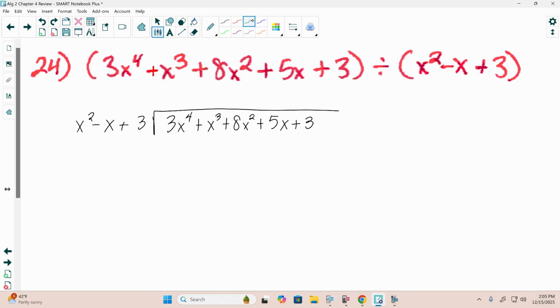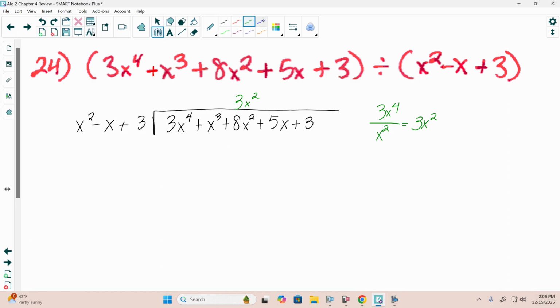Now once we get this set up, we take the biggest term inside, and the biggest term inside for this here is 3x to the fourth, and we're going to divide it by the biggest term outside, which is x squared. 3x to the fourth divided by x squared, well, we'll still have the 3 because it's really 3 divided by 1. X to the fourth divided by x squared. When we divide like bases, we subtract the exponents. So x to the fourth divided by x squared, 4 minus 2 is 2, telling us the first term in our answer is 3x squared.